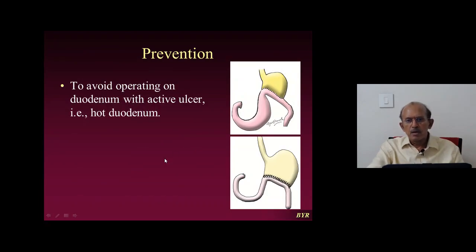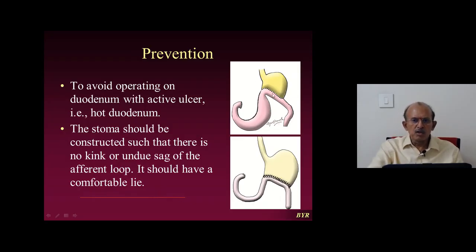Prevention: avoid operating on a duodenum with an active ulcer. If the ulcer is active, don't cut the duodenum and suture it, because it will be acutely inflamed. Acutely inflamed structures will have edema. The edema will produce a lot of friability. So you should avoid doing surgery on such cases.